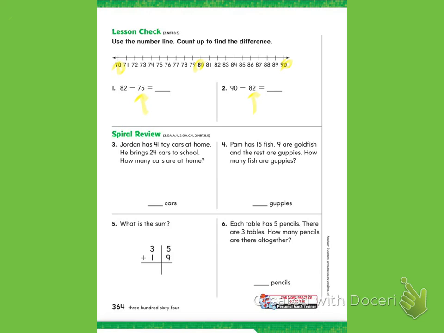All right, number 3, Jordan. Kind of famous, but this Jordan does not spell our name like our Jordan. But it says Jordan has 41 toy cars at home. He brings 24 cars to school. How many cars are at home? This also is a boy, Jordan. So what am I doing here? If he has 41 toy cars at home and he brings 24 to school, how many are still at home? What am I going to do here? Am I adding to figure out how many cars he has all together, or am I subtracting? Subtracting.